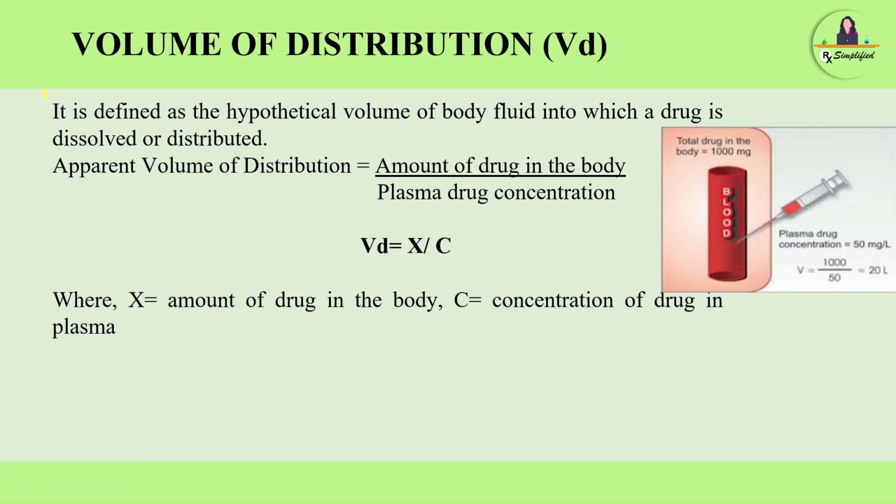Next is the volume of distribution. It is defined as the hypothetical volume of body fluid into which a drug is dissolved or distributed. Apparent volume of distribution equals the amount of drug in the body divided by plasma drug concentration. V_d, the volume of distribution, equals X by C, where X means the amount of drug in the body and C means the concentration of drug in the plasma. It means the dose of drug is equally distributed in all parts of the body.